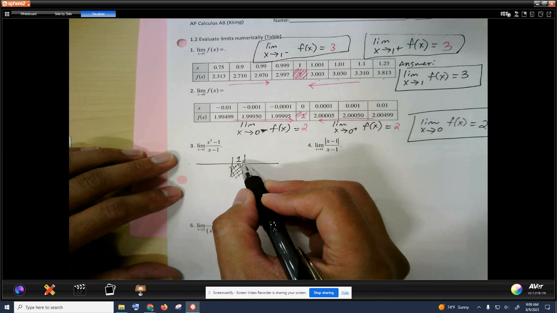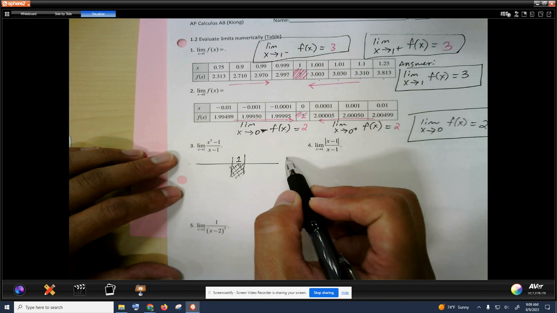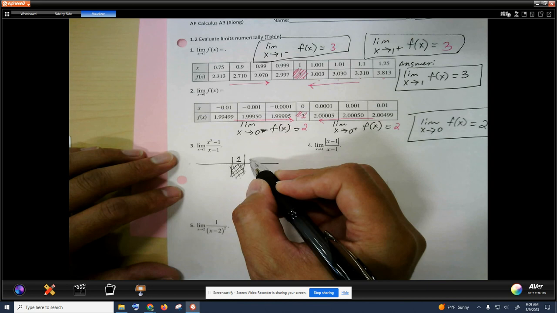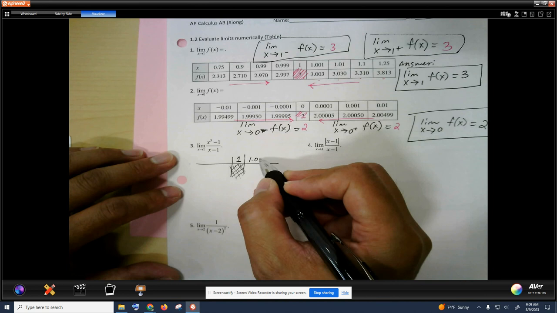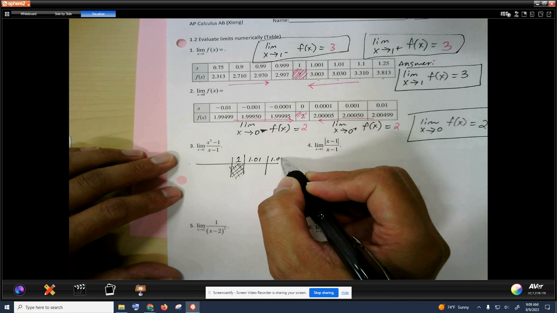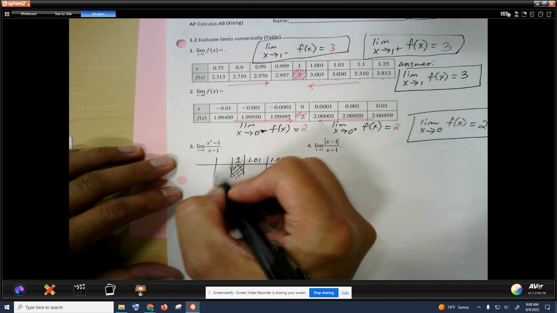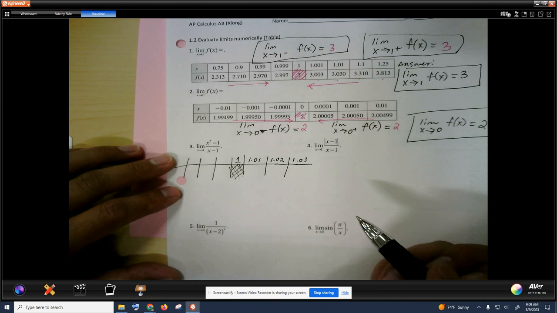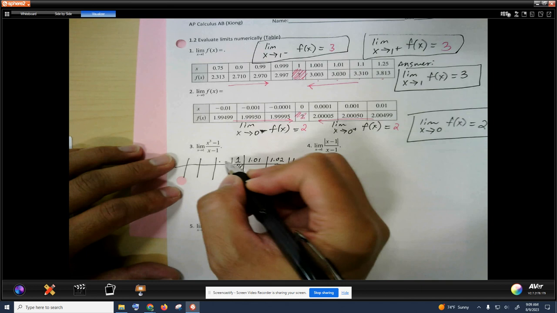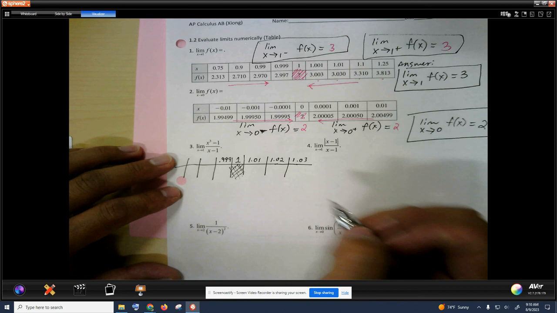And then you want to pick a few numbers greater than 1, but you don't want to pick it really far, like 5 or 10. You want to pick right next to it. So right before 1, maybe we'll pick 1.01, and then maybe we'll do 1.02, and then 1.03. That's 3 points, pretty close to 1 on the right side. And then on the left side, you'll pick some points a little bit less than 1, and you get to pick your own points. So you could say, well, I'll pick 0.999, and then 0.888, and 0.777.